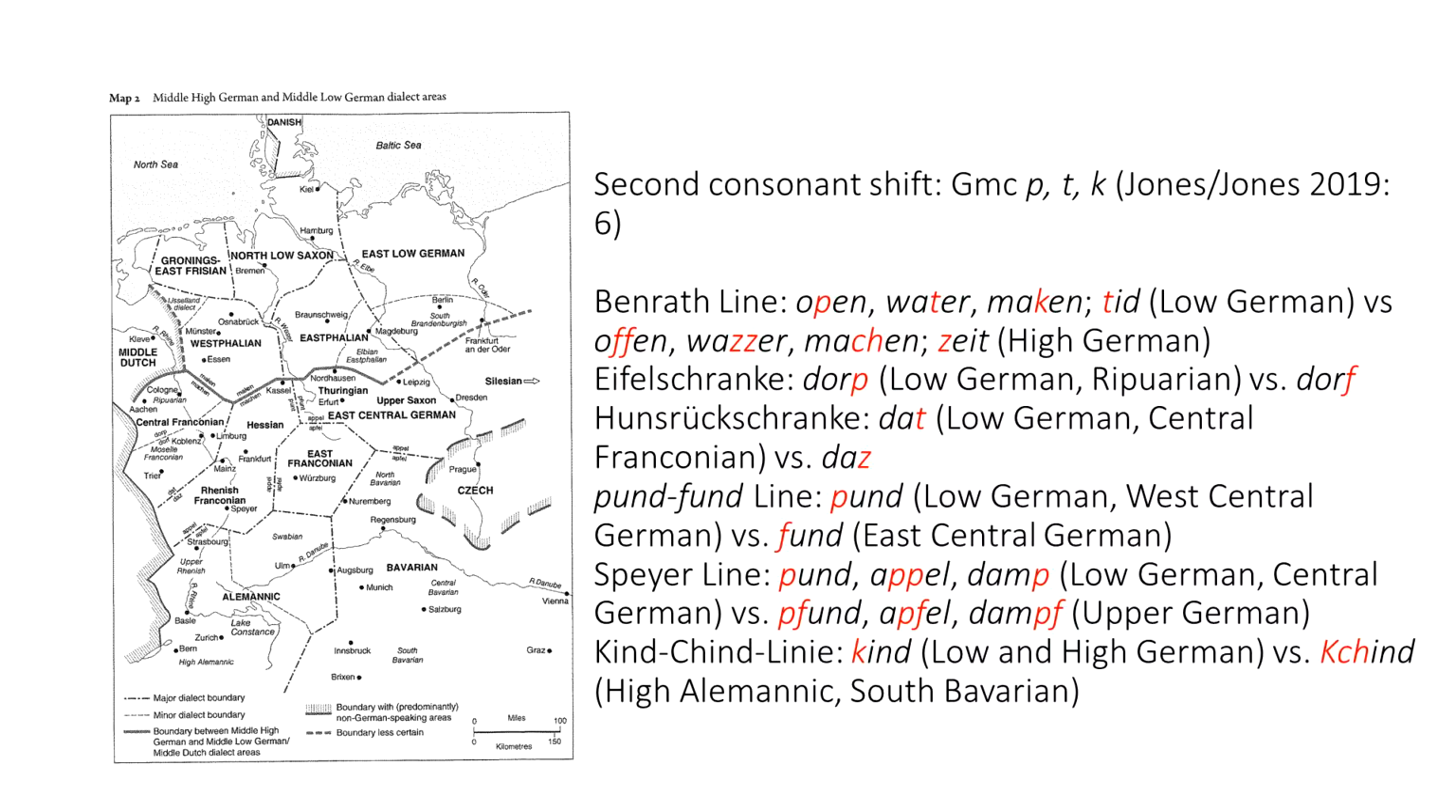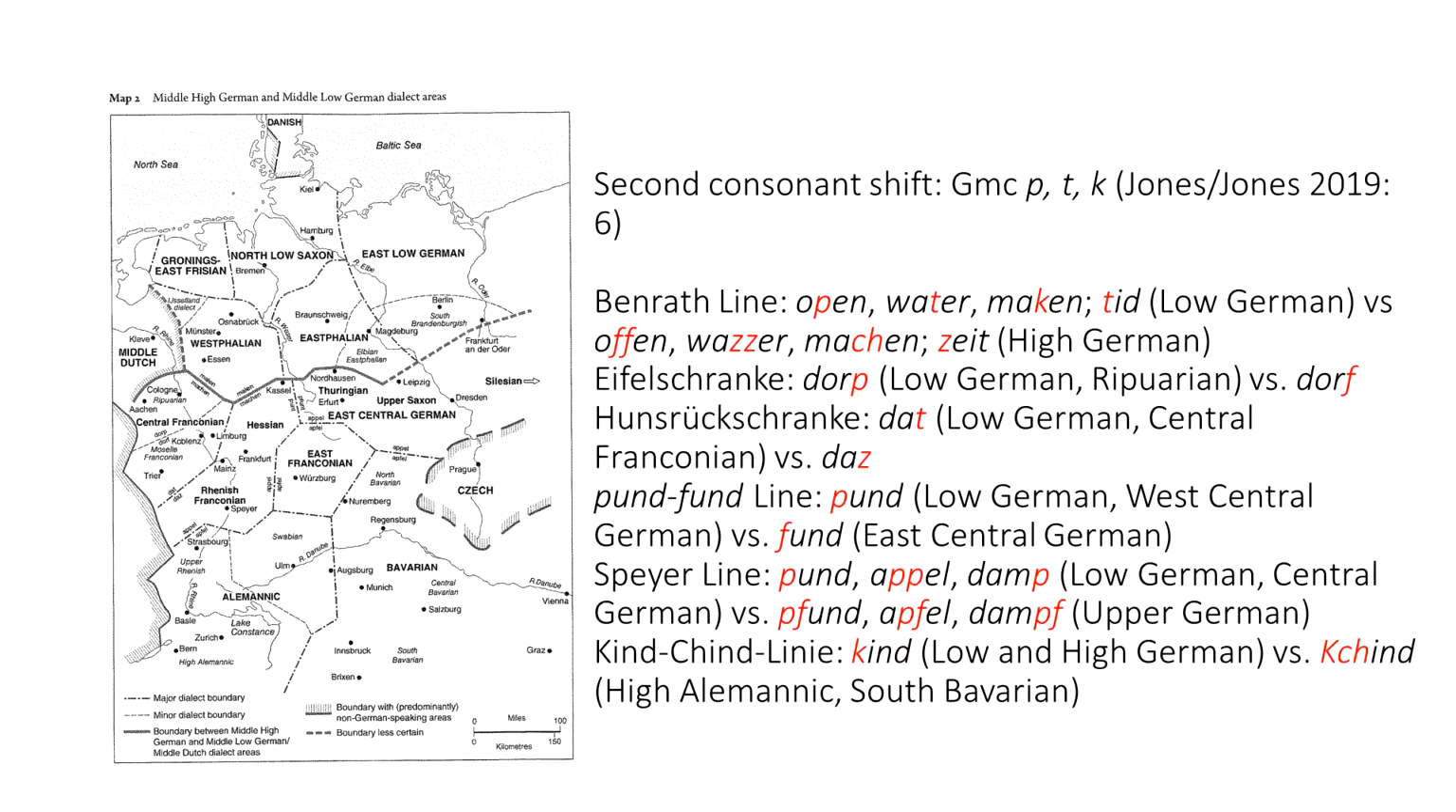Fourthly, the Punt-Fund line. East of the West Central German and East Central German border, the shift of p to f takes place. Fifthly, the Speyer line. South of the border between Central and Upper German, there is a shift from p to pf in the non-post-vocalic positions, so initially, when geminate, and post-nasally. Sixth is the Kint-Chint line. South of the South Upper German border, the shift from k to kx occurs in the initial position, when geminate and in post-consonantal position.